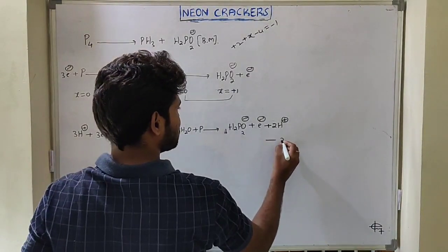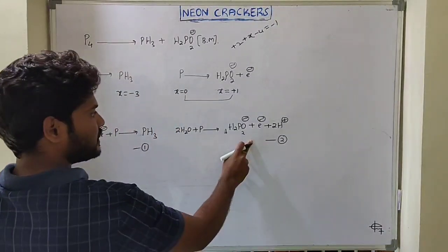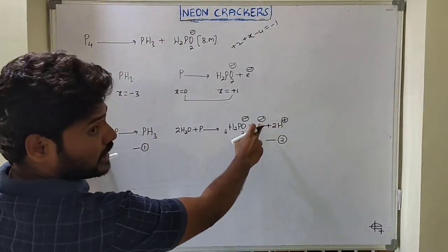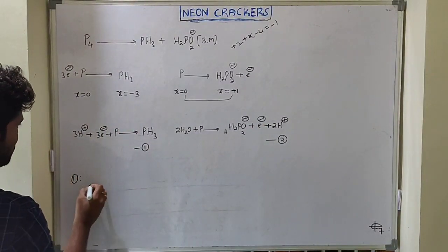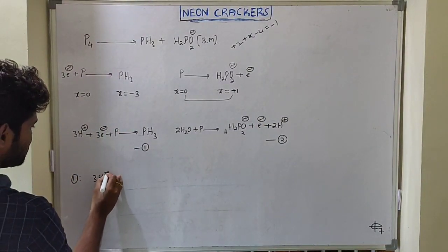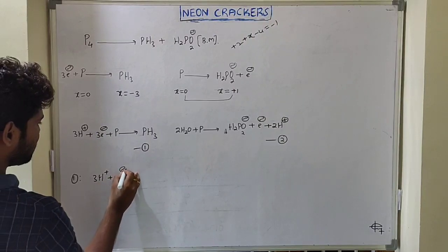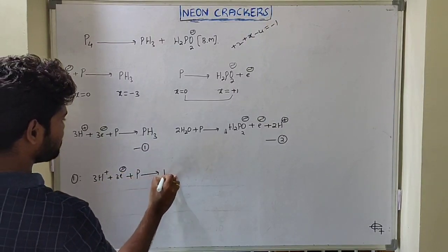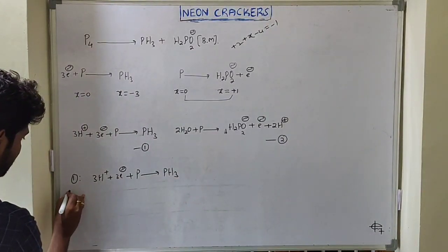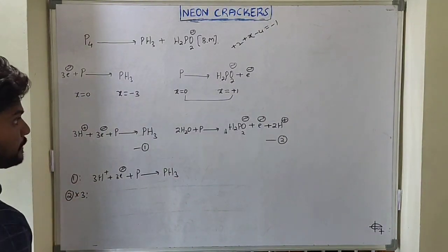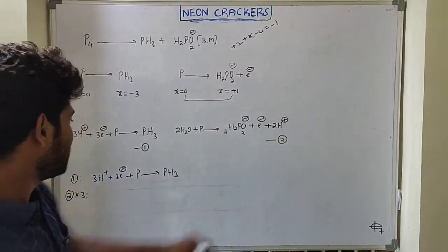If this equation is multiplied by 3, then we can get an equal number of electrons on both sides. So the first equation stays as it is: 3H+ plus 3 electrons plus phosphorus giving phosphine. Next, the second equation is multiplied by 3, then we can get 3 electrons.